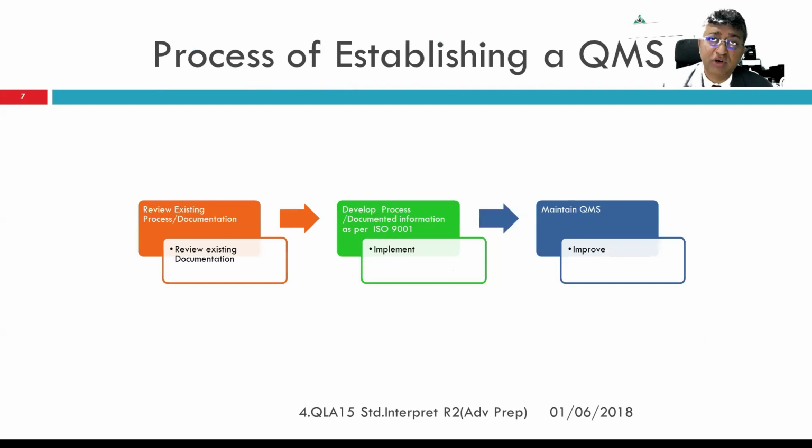How do you establish a quality management system? Review existing documentation. Every organization, regardless of whether they are ISO certified or not, will have certain systems in place.